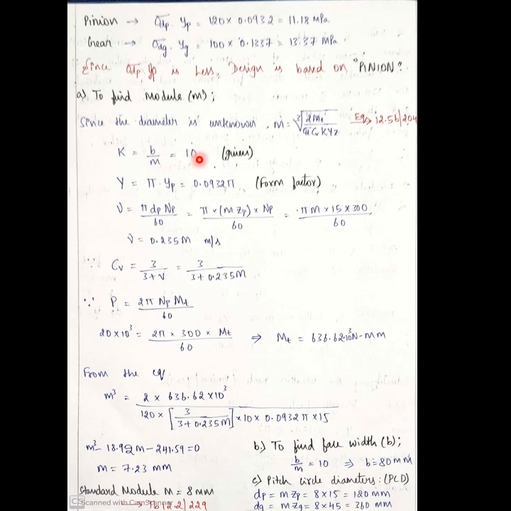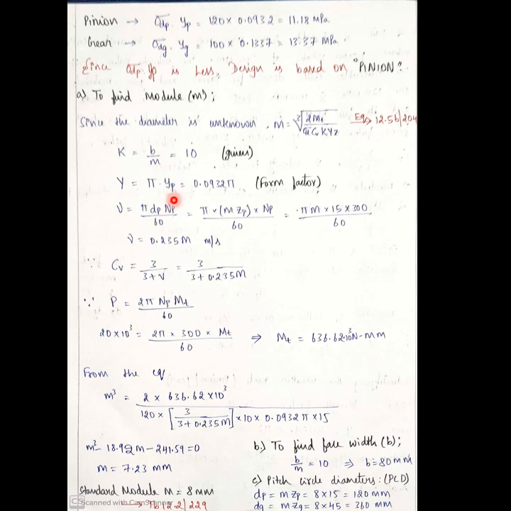Okay, if you see page number 204, under this equation you will get k, that is b by m, equals 10, which is given in the question. What is the next step? That is the form factor, y is equal to pi into y. What is y? You have calculated it previously, that is the strength factor.